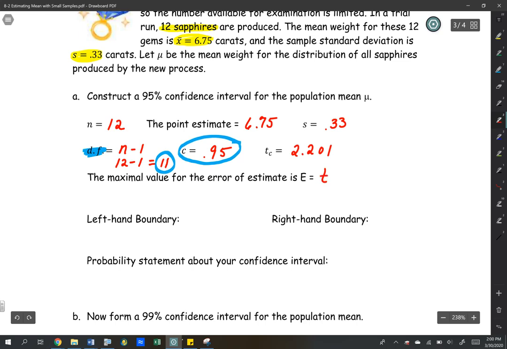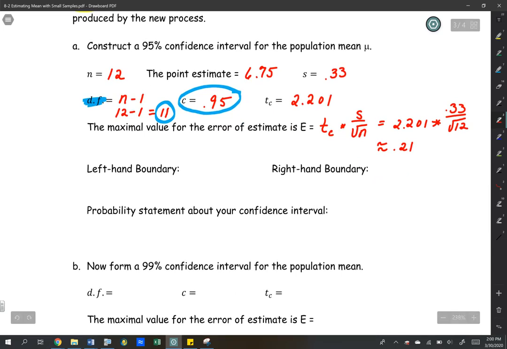Our error of estimate is t sub c times the standard deviation divided by the square root of n. So for this problem, it's 2.201 times 0.33 divided by root 12. And when we simplify that out, we get 0.21. And everything else is really going to be the same. The left-hand boundary is going to be x bar minus e. The right-hand boundary is x bar plus e.